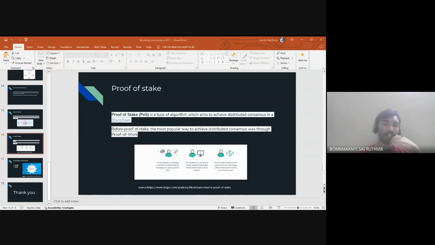In proof of stake, you actually invest some crypto tokens. If there is any possibility of something malicious, nobody will invest the crypto tokens, right? So in proof of stake, you have to invest some amount of crypto tokens to prove that you are not malicious, and the transaction is not malicious.